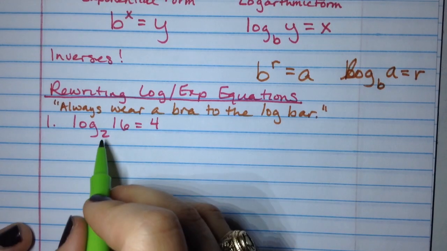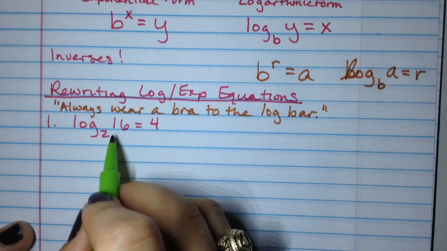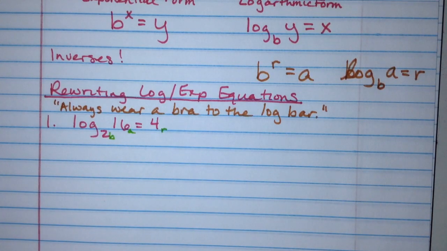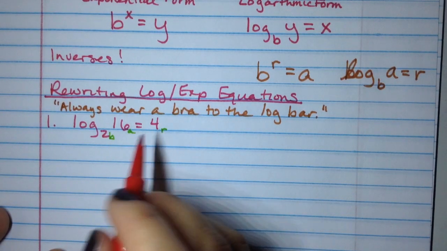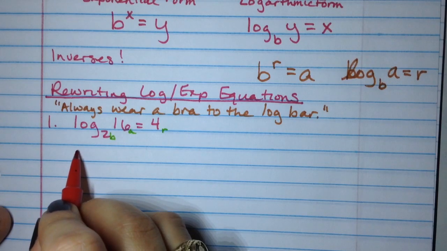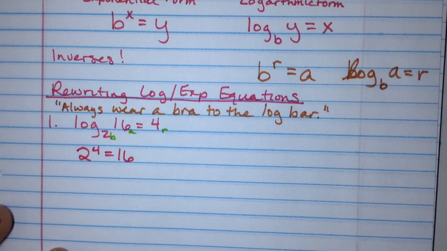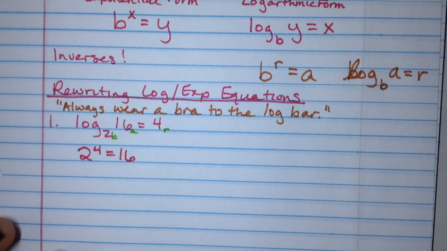Okay? This is the log bar, so this is b, this is a, this is r, and if we wanted to rewrite that into exponential form, all we have to do is say, wear a bra to the log bar to ourselves. So we've already spelled bar, we need to spell bra. So this would be 2 to the 4th power equal to 16. Well, that makes sense, because 2 times 2 is 4, times 2 is 8, times 2 is 16. 2 to the 4th is 16. Your calculator would prove that to you.